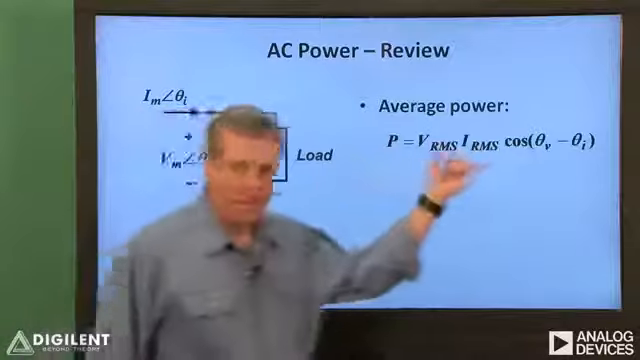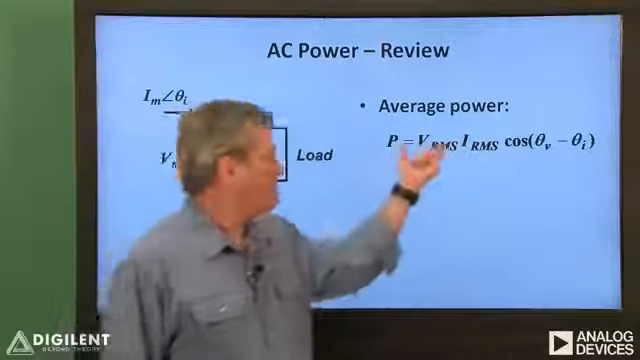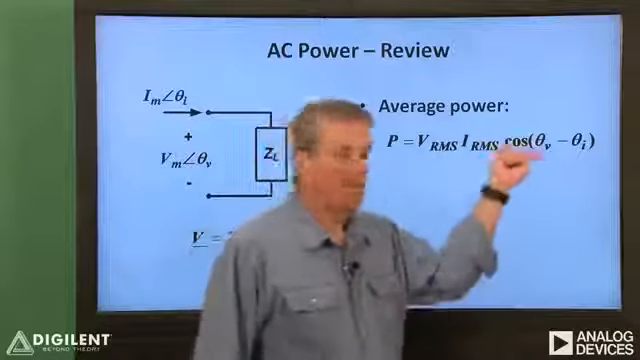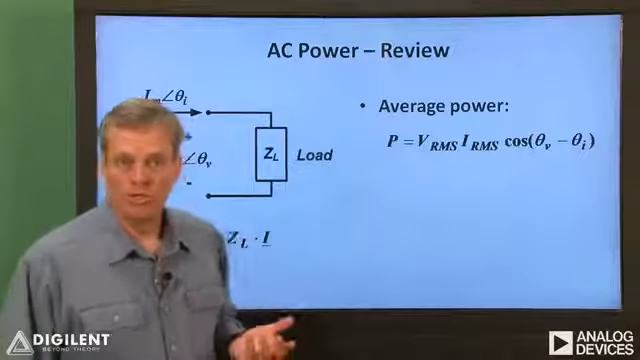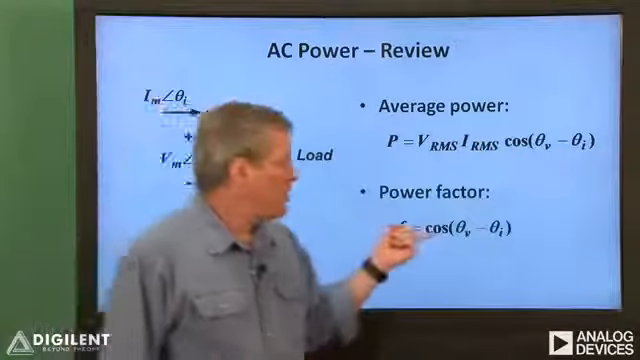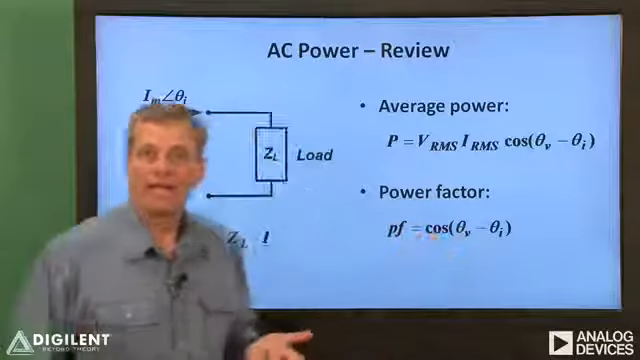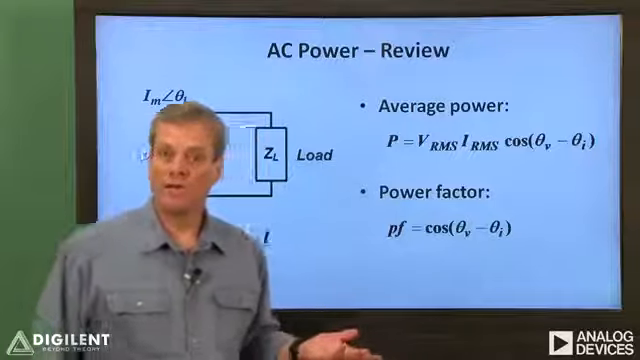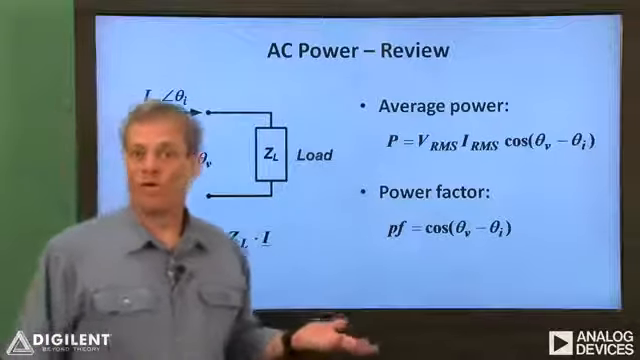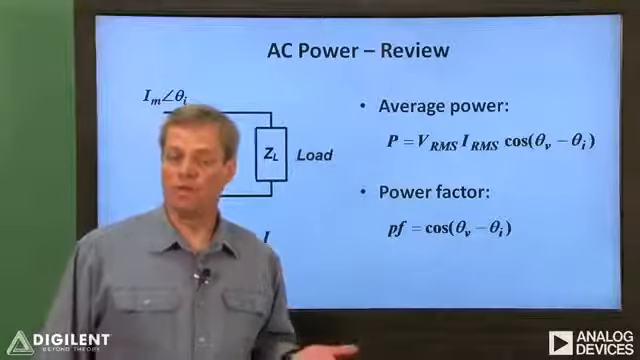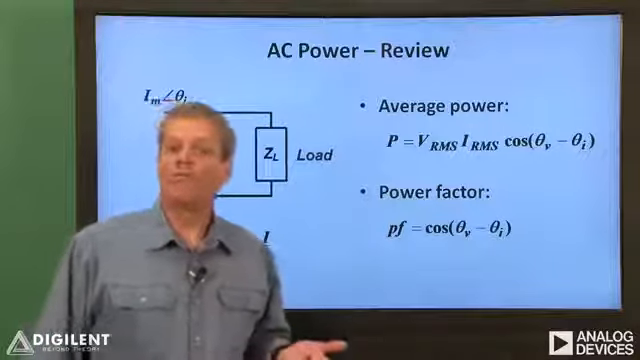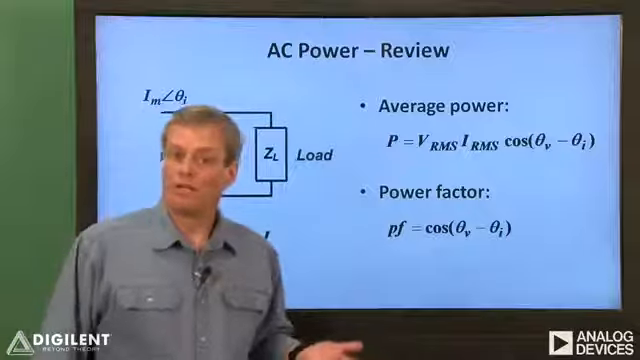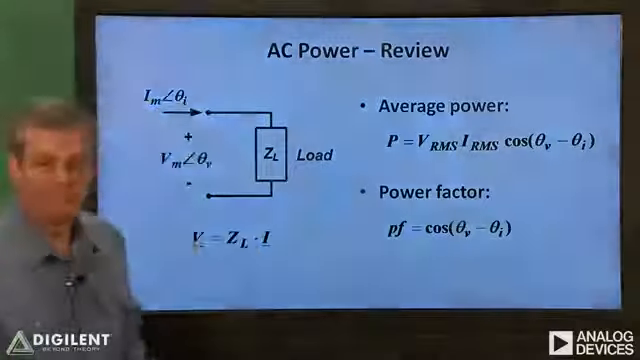The average power delivered to the load is the RMS voltage times the RMS current times the cosine of the phase difference between the voltage and the current. This cosine of theta V minus theta I term is called the power factor. A low power factor implies that very little average power is delivered to the load relative to the amplitudes of the voltage and the current, while a high power factor implies that the average power delivered to the load is large relative to the voltage and current amplitudes.